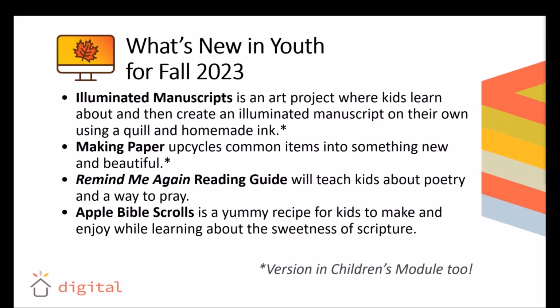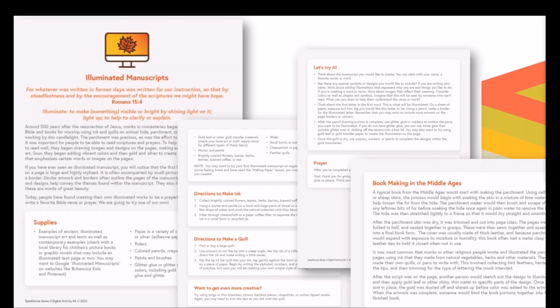Youth is doing another project in regard to illustrated manuscripts. If you're familiar with the amazing artwork done by the monks to keep the scriptures alive, they're going to be involved in something like that. There's a making paper activity. Again, the reading guide to Remind Me Again, and then Apple Bible Scrolls. I wonder if there's a caramel dip involved in that. I don't know. And the illuminated manuscripts, again, for the older kids. It's a 4-page download, with supplies and directions. They're making their own quills. Let's try it. And then a little history of bookmaking in the Middle Ages.